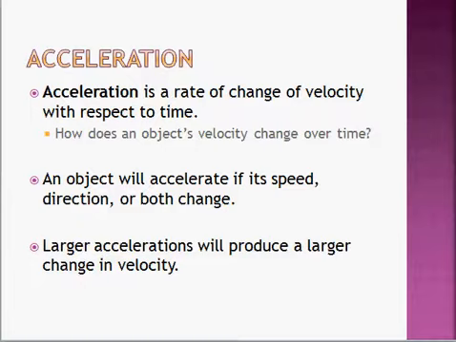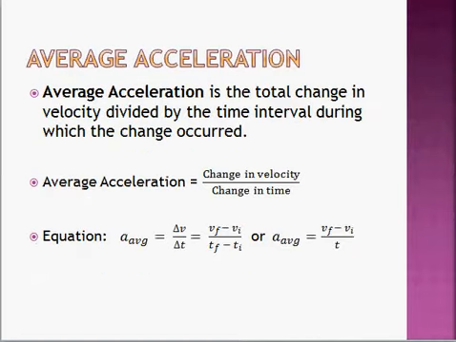So with that, we can take the same idea we did with velocity in terms of looking at an average and apply it now to this acceleration idea. With average velocity, we said that we can find the average velocity by taking the change in position, which we call displacement, and dividing it by the time. Well, acceleration is the same idea. Average acceleration is our change in velocity divided by the time interval during which the change occurred. So our general equation is going to be average acceleration equals our change in velocity over our change in time.